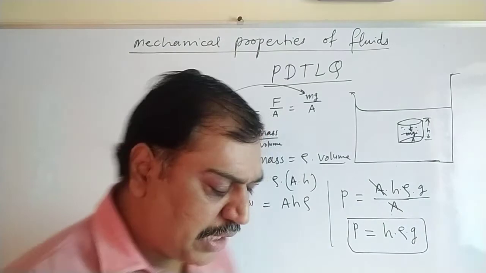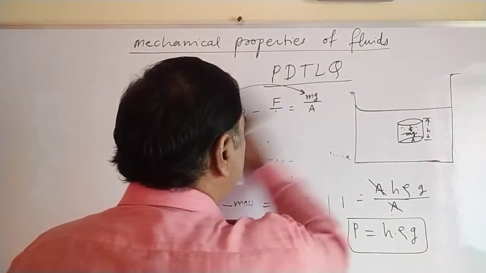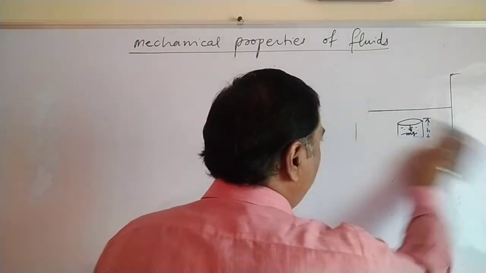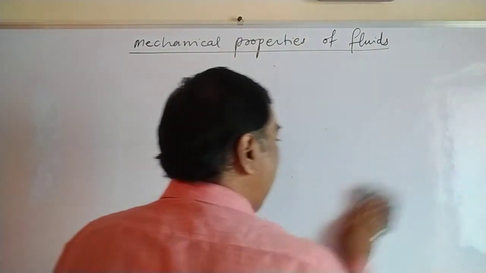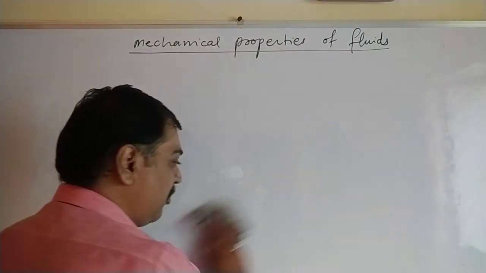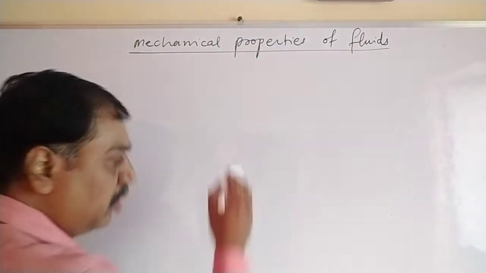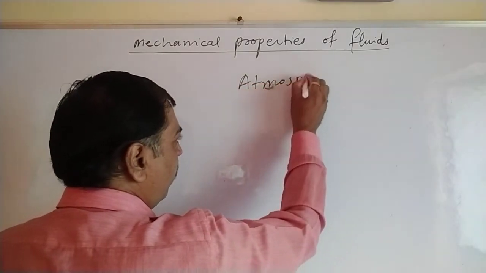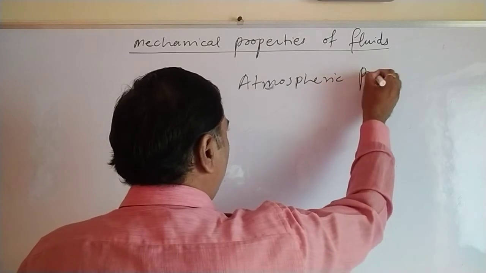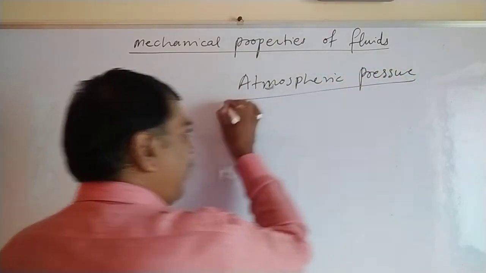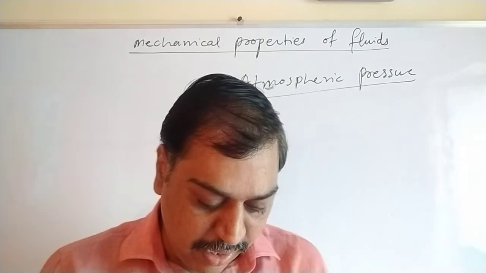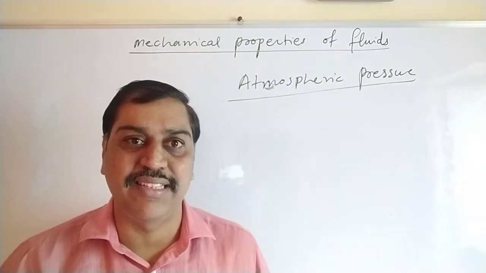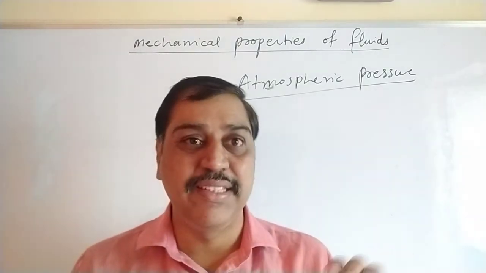Now let's go further. The next topic of our syllabus is atmospheric pressure. What is meant by atmospheric pressure? Might be all of you have heard this word, atmospheric pressure. Let's see what it is. Atmospheric pressure is nothing but the pressure exerted by the air. We know the earth is surrounded by a mixture of different gases. That is said to be air. Air is a mixture of different gases.